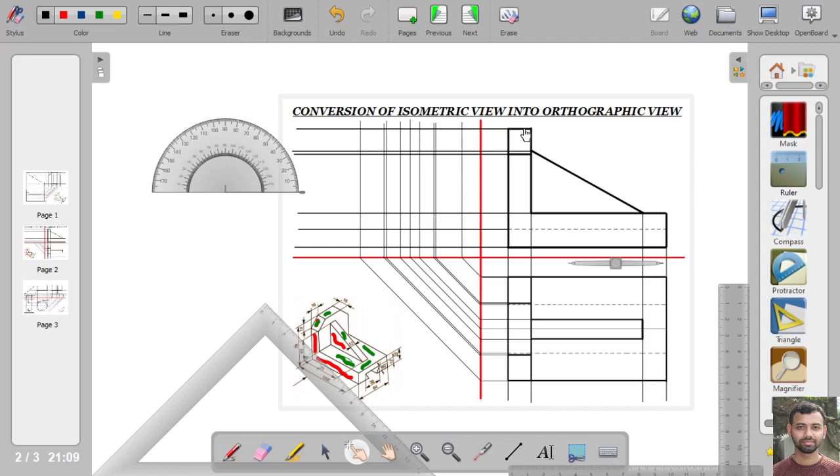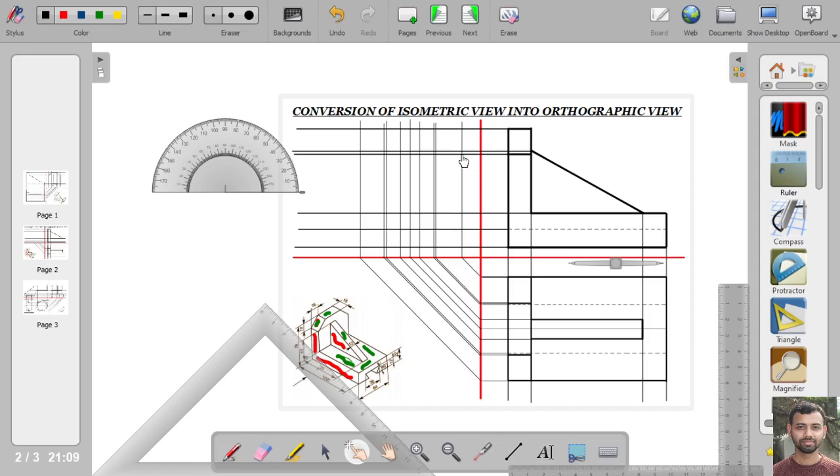And in the front view, the position of this point is this one. In the front view, these two points are these two points. So the position of these two points will come over here, at this point.